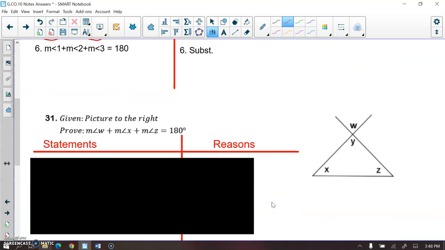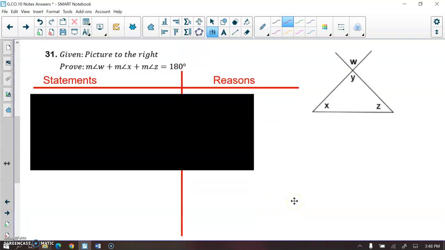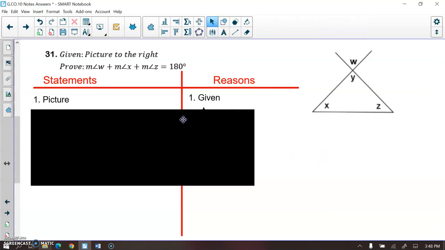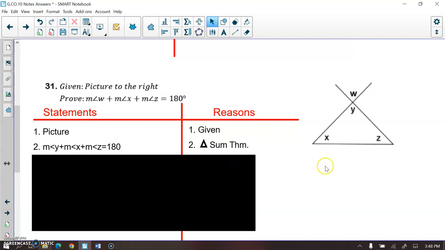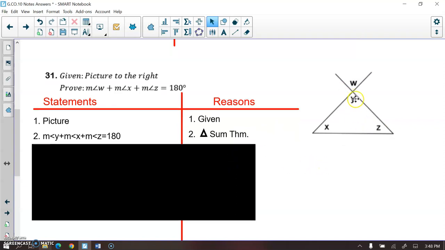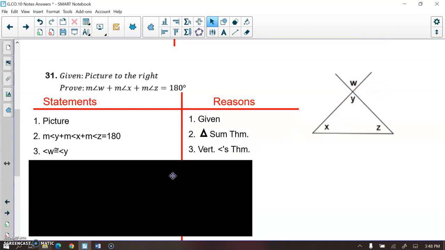All right, one more proof to go. This time, I can use the triangle sum theorem as a reason because I'm not trying to prove it. So I'm given the picture. If in this picture I see a triangle, I'm going to use the triangle sum theorem right off the beginning to state that the measure of angle y plus the measure of angle x plus the measure of angle z should equal 180. Also looking at this figure, you should recognize vertical angles.